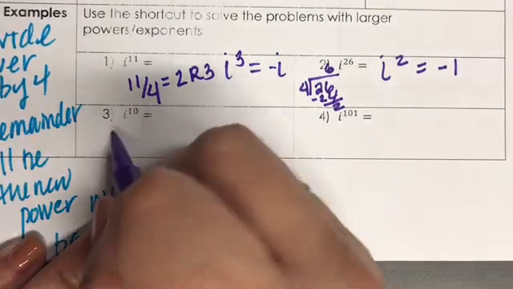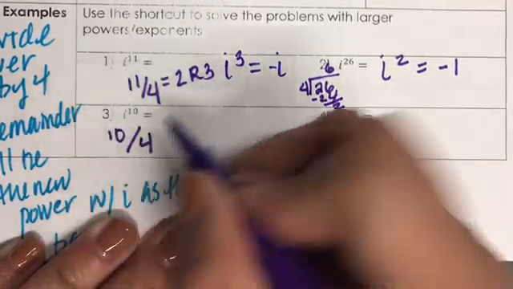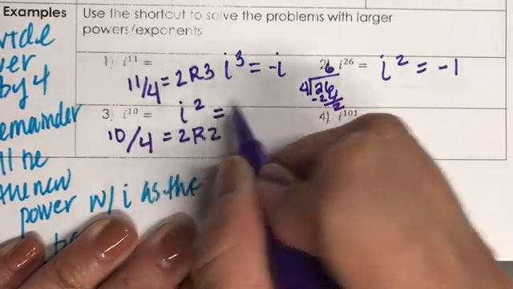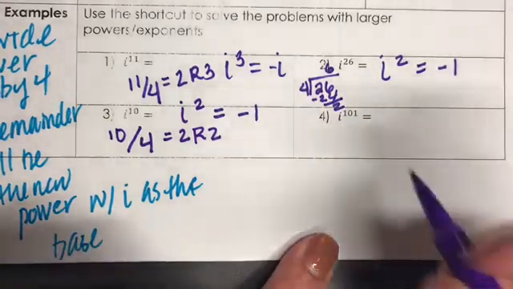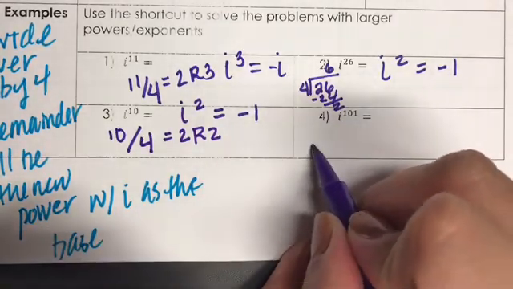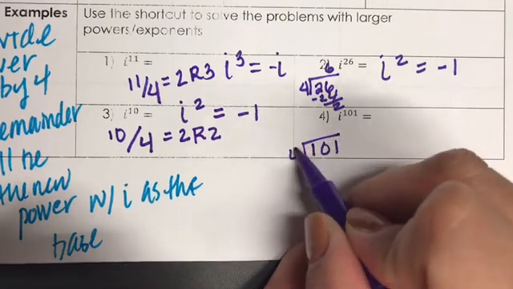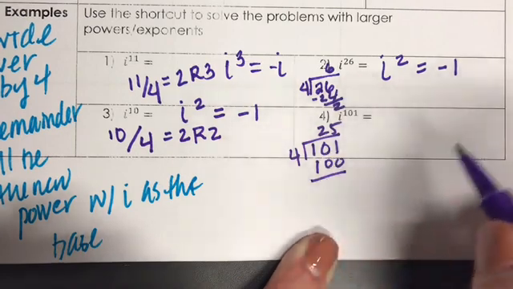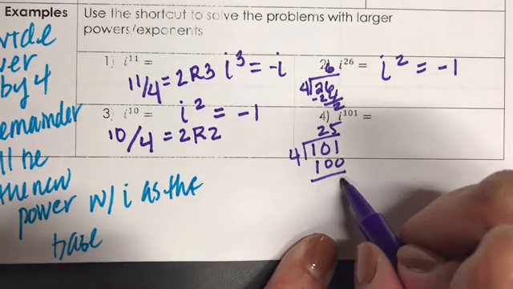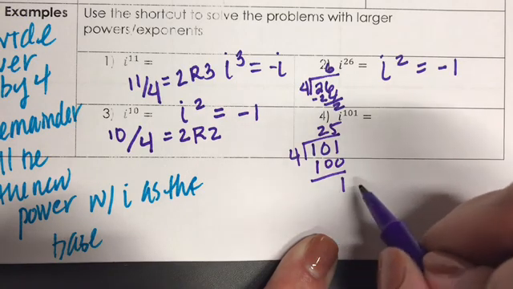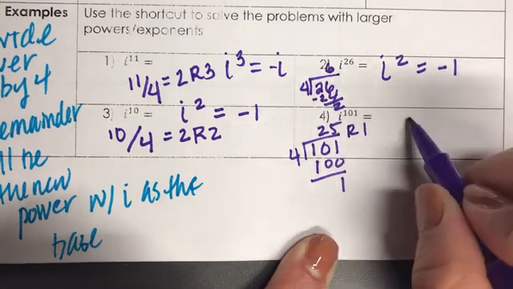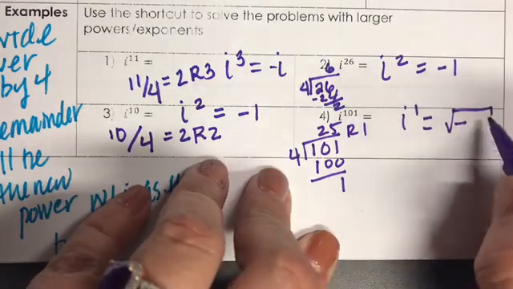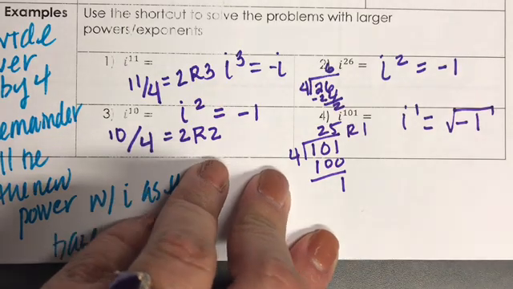i to the 10th, so 10 divided by 4. I get 2 with the remainder of 2. i squared is equivalent to negative 1. Again, we can do this with long division. 101 divided by 4. We get 25. 101 minus 100 is going to give me the remainder of 1. So now I have i to the first power, which is equivalent to the square root of negative 1. And we're done.